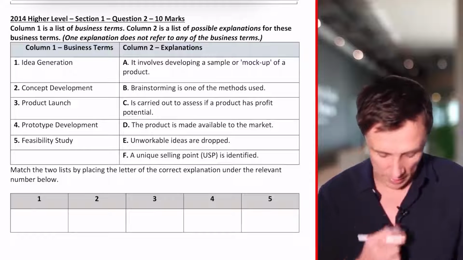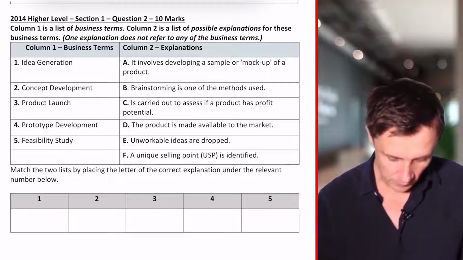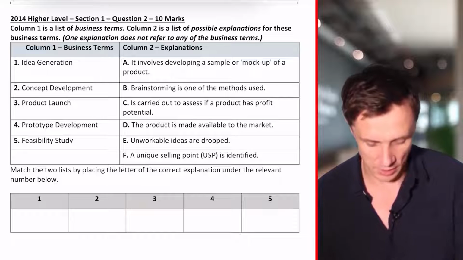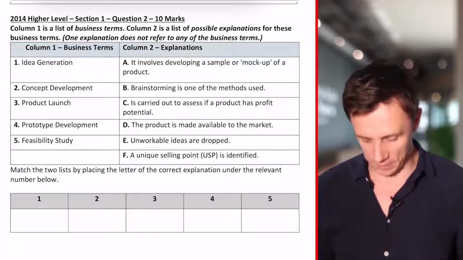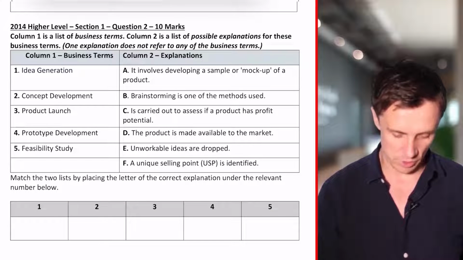All right, if you guys can, I'd recommend just pausing it there for a second and seeing if you can match up the numbers with the letters, all right? So just pause it there. This is on page 11. Give that a shot. All right, I'll run through it now.